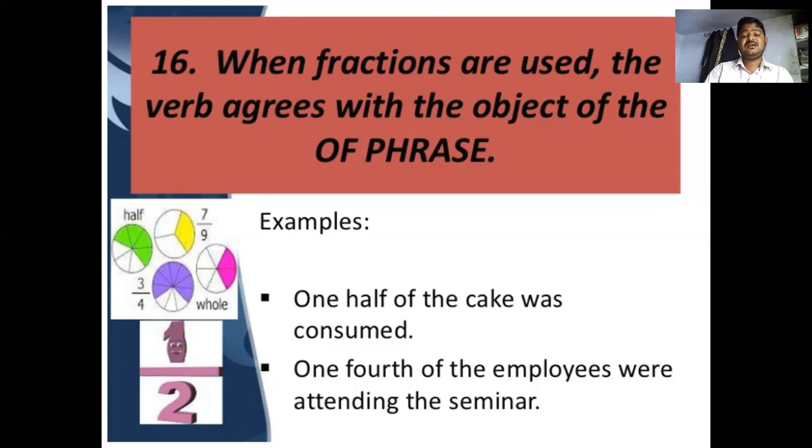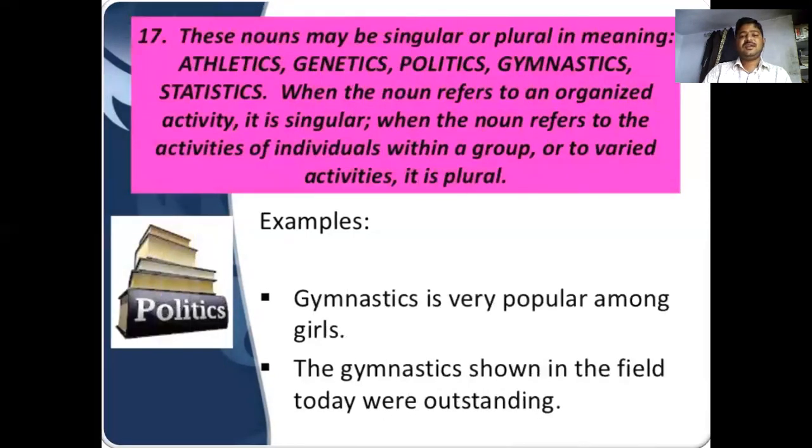One of the cake means it was only one single piece, so it represents singular. One-fourth of employees were attending the seminar. One-fourth of the employees means a number of employees, so it can represent plurality. And these nouns may be singular or plural in meaning.